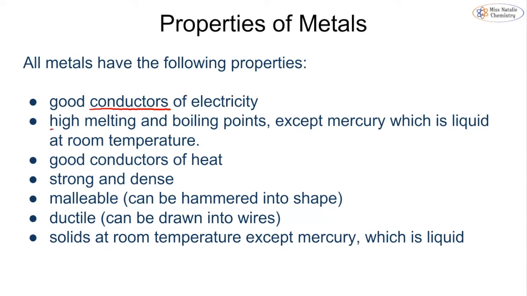They all have high melting and boiling points, with the one exception of mercury, because we know that that is a liquid at room temperature, one of only 2 liquids on the periodic table, the other being bromine. They are also good conductors of heat, so we have heat and electricity conduction. They are very strong and they are quite dense, meaning we have lots of particles in a small volume.